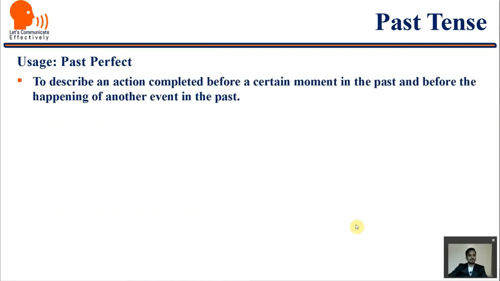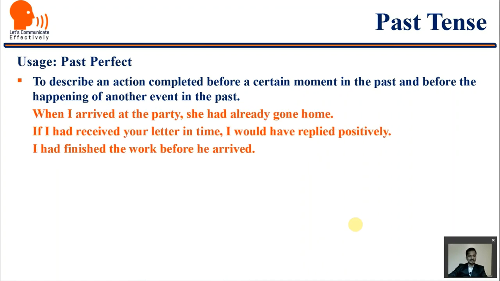Past perfect is used to describe an action completed before a certain moment in the past and before the happening of another event in the past. When I arrived at the party, she had already gone home. If I had received your letter in time, I would have replied positively. I had finished the work before he arrived.